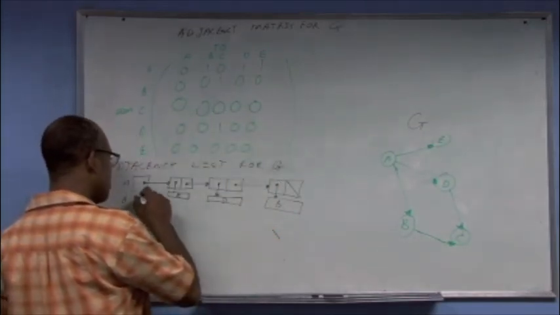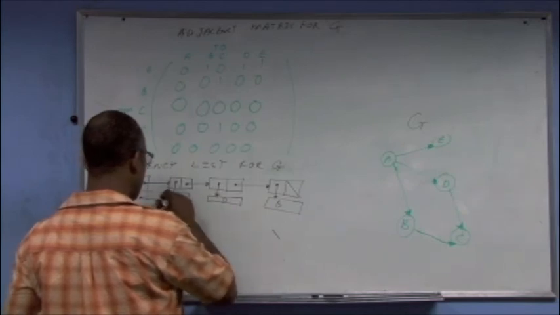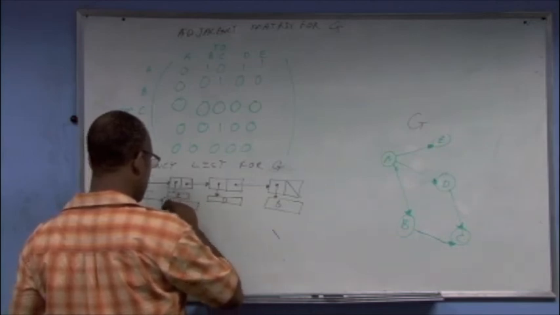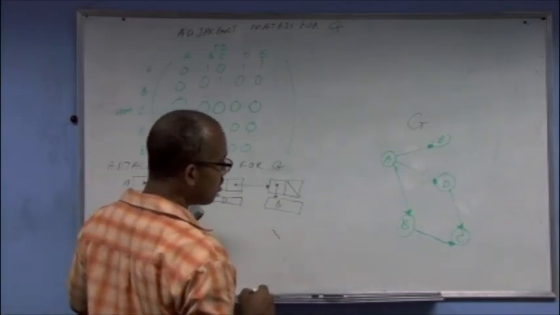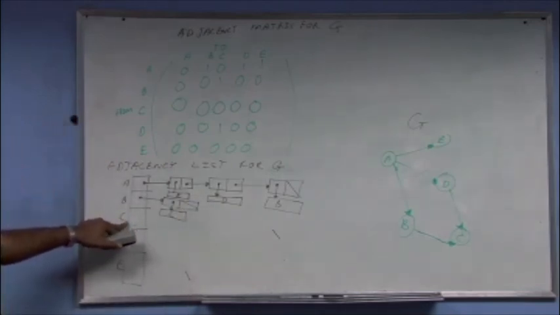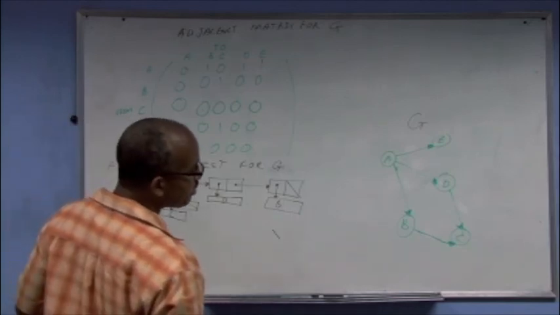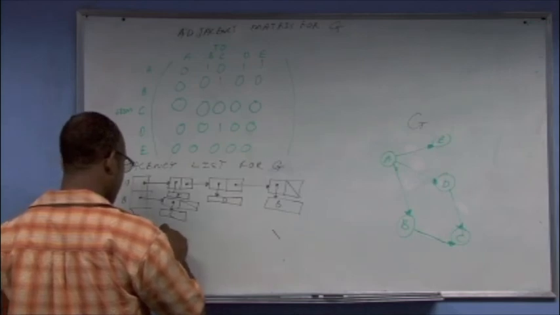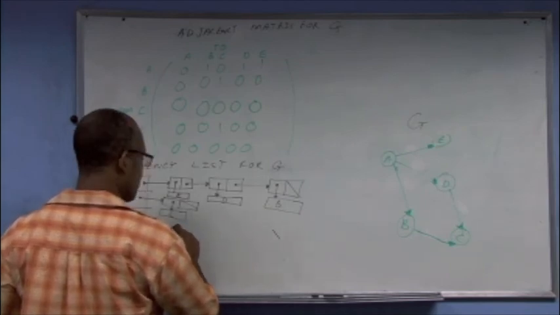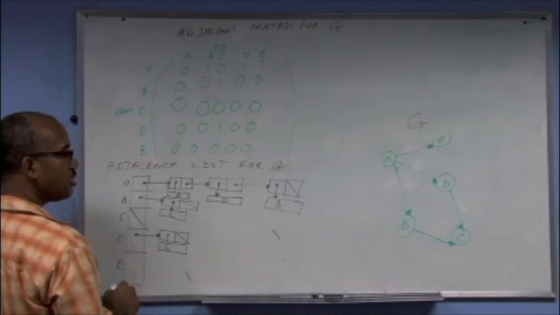From B, we have one node to C, and there's nothing else from that node to C, so our linked list can end there. From C, there's nothing off there, so our linked list would not even start, just a null pointer right there. From D, there's one to C. And from E, there's nothing out also.